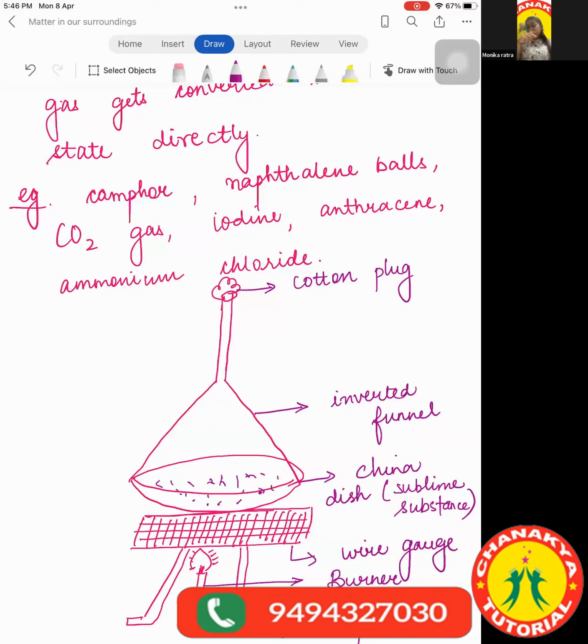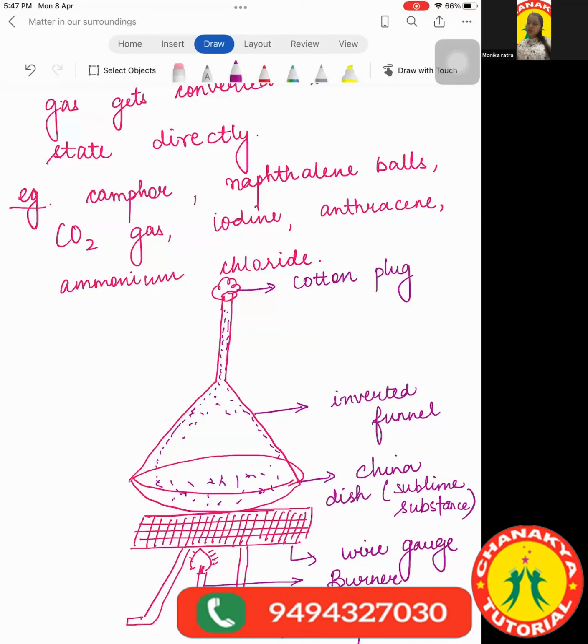When we start to heat the particles, they start to get converted into the gaseous state. They start to stick on the surface, on the neck of the funnel. We put a cotton plug so that no vapors escape out. Then after most of the solid is converted into the gaseous state, or we may say the vapor state, we turn off the flame. As soon as we turn off the flame, we let the setup be as it is.